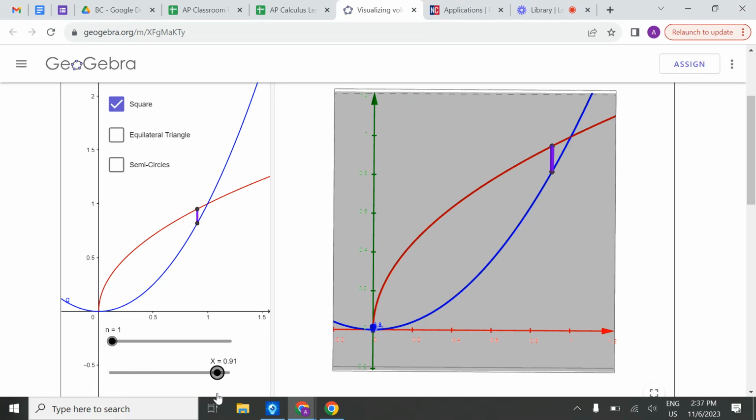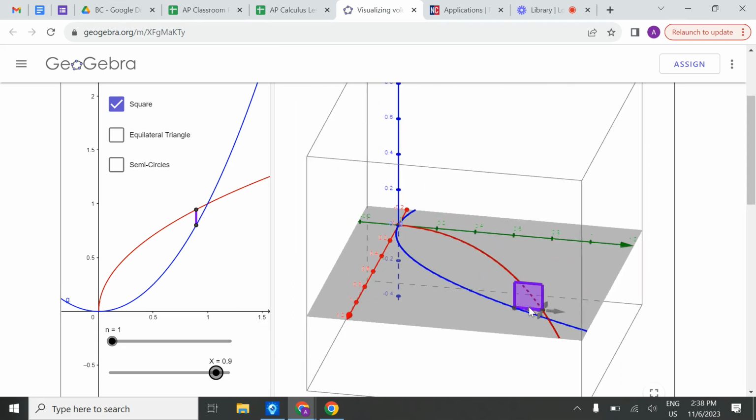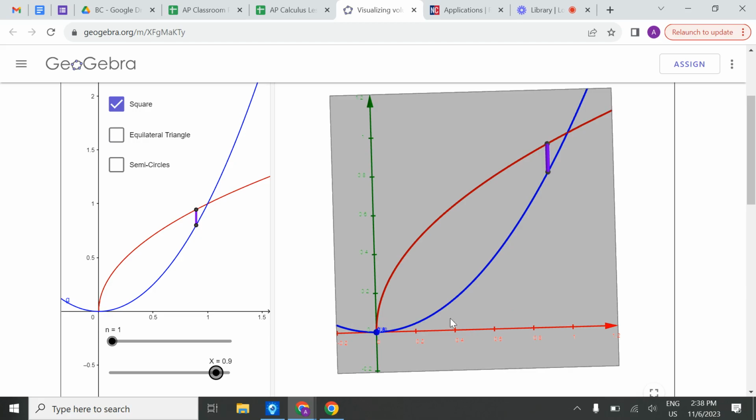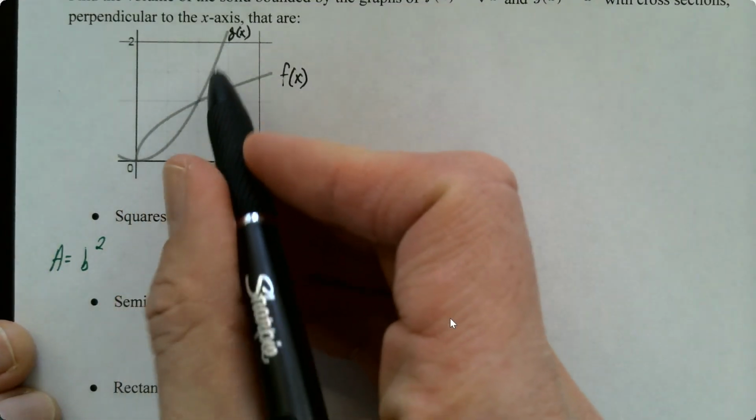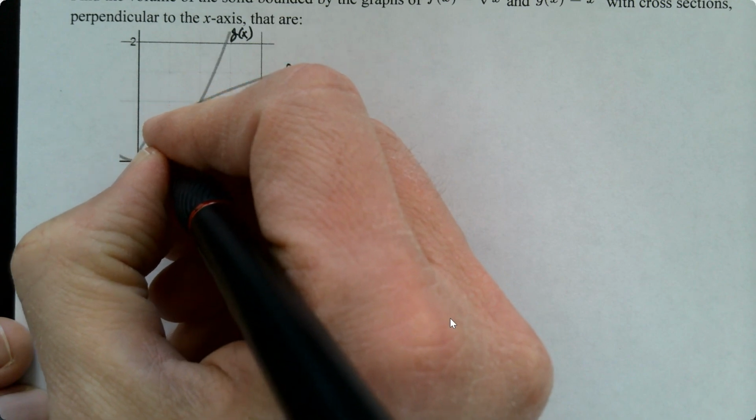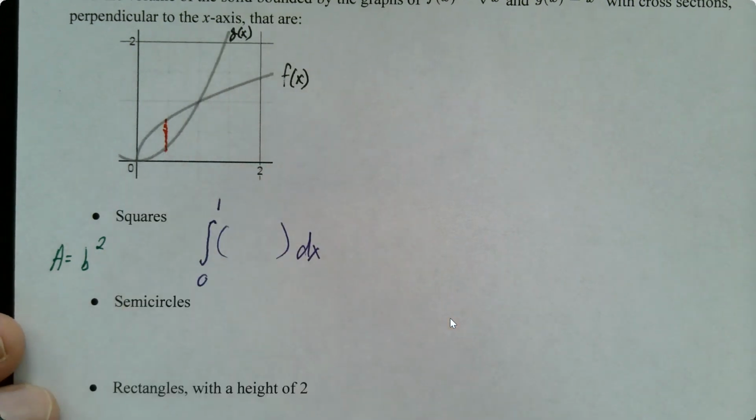So what I really need is a general formula for the length of this base. And the length of this base is, based on colors, red function minus blue function. So red minus blue is going to give me this purple right here. As I turn this, you see the square. The length of that base is red minus blue. Well, let's not call it red and blue. It's F and G. So if I wanted this distance right there, I would evaluate the F function at 1/2 and the G function at 1/2, and then I'd subtract them.